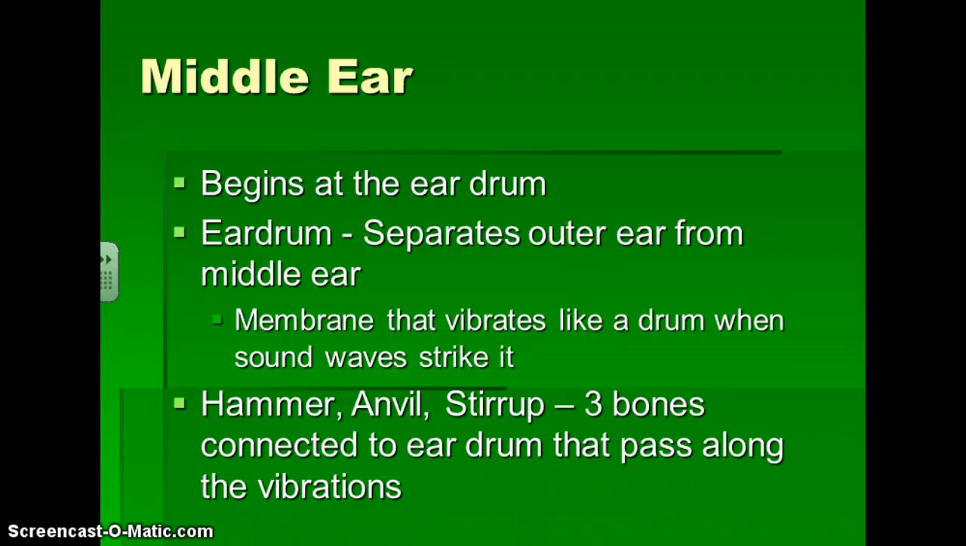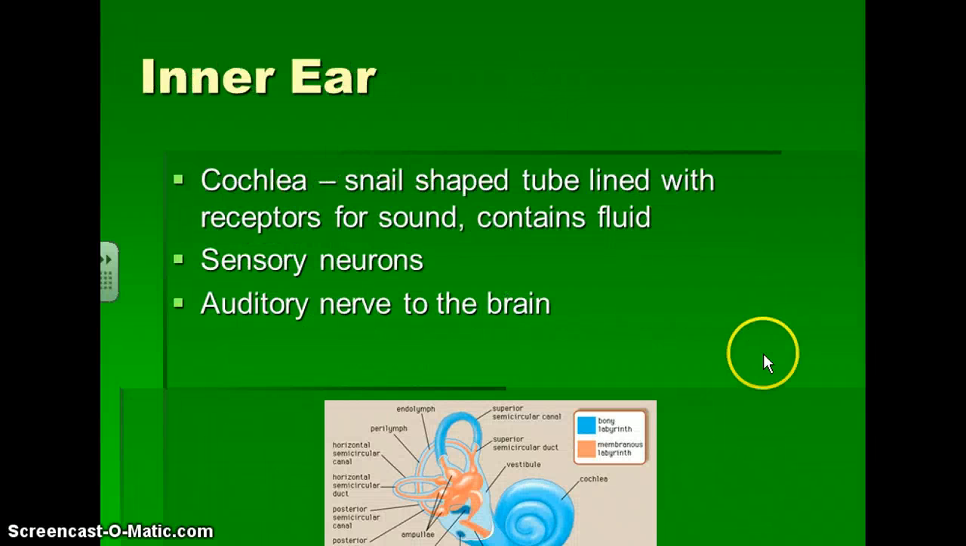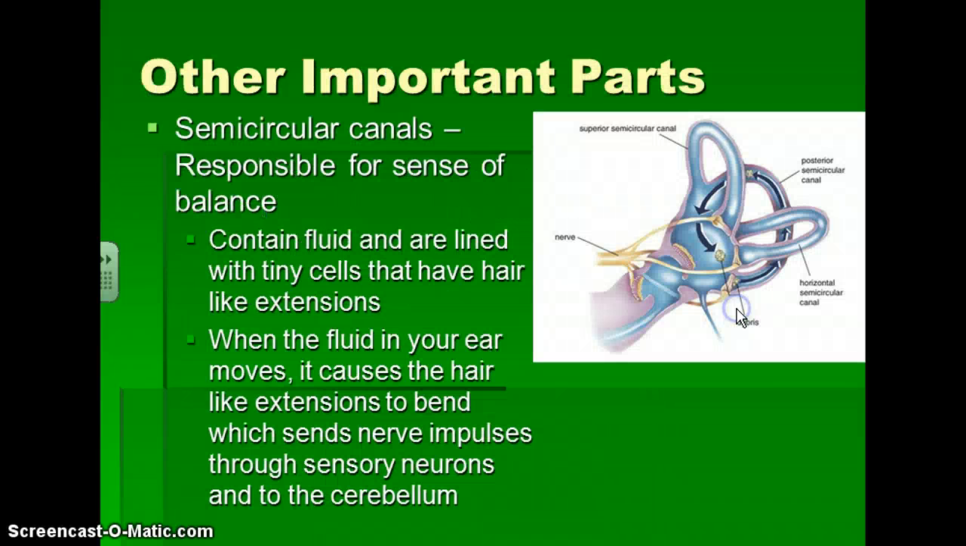Also in the middle ear we have the hammer, the anvil, and the stirrup. These are three bones that are connected to the eardrum, and they pass along the vibrations that the eardrum picks up. In our inner ear, we have the cochlea, which is this snail-shaped tube that's lined with receptors for sound. It also contains fluid. In the inner ear, we also have sensory neurons, and then the auditory nerve that takes the information to the brain.